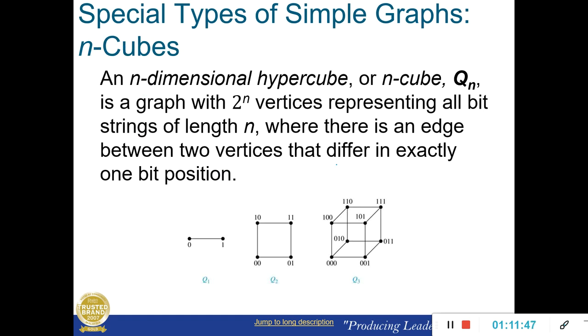The n-dimensional hypercube, or n-cube, is a graph with 2 to the power of n vertices representing all bit strings of length n, where there is an edge between two vertices that differ in exactly one bit position. This one is 0 and 1. This one is 00, 01, 10, and 11. And this one is 000, 001, 010, and so on. You connect each other here, and then you connect all of this. You put these four together, starting with 0, and all of these are starting with 1.